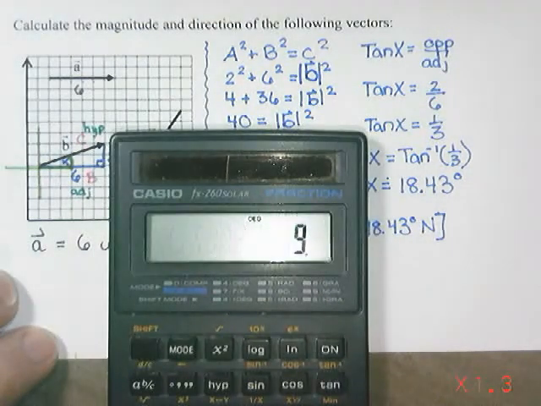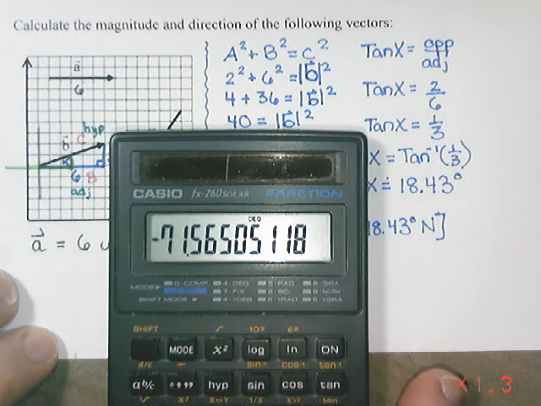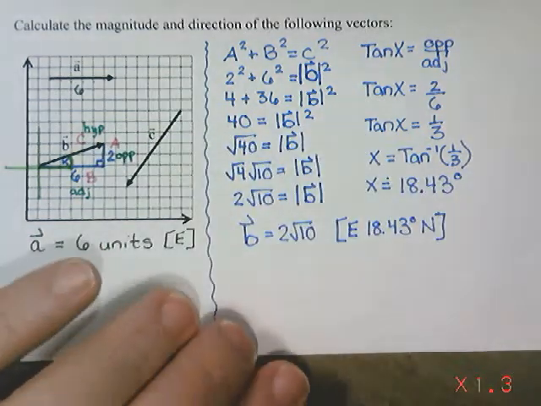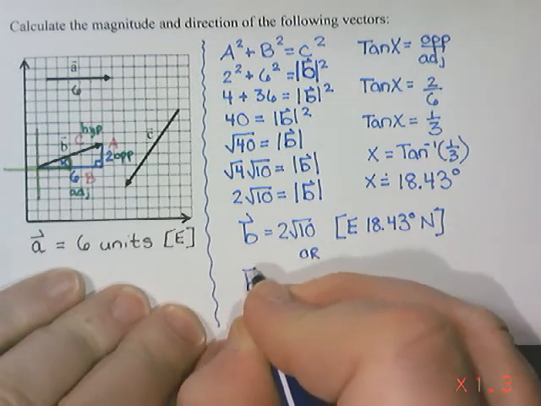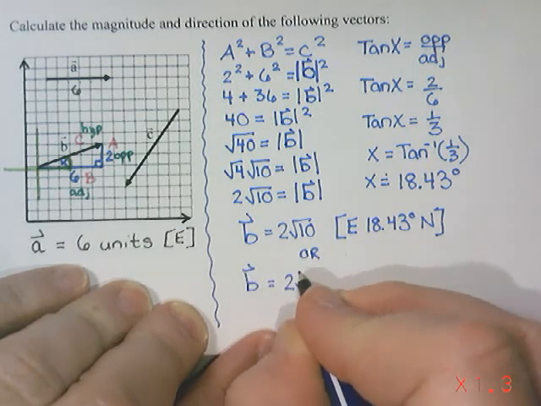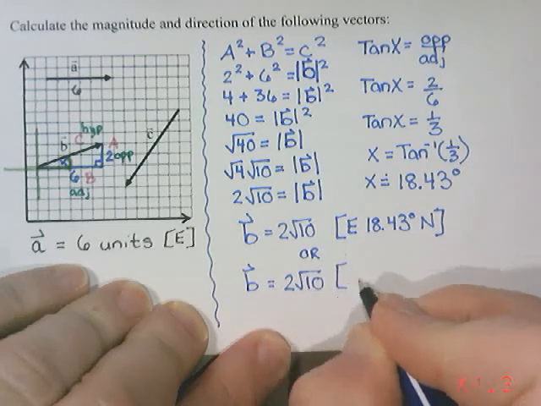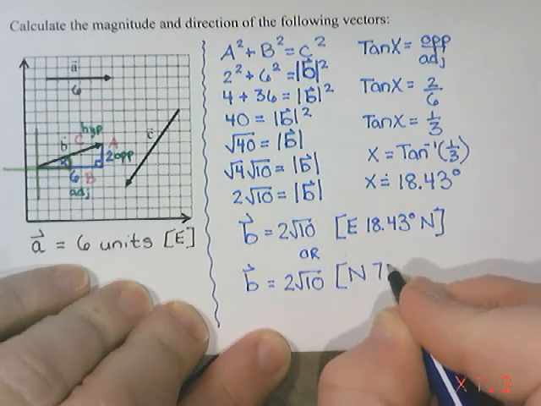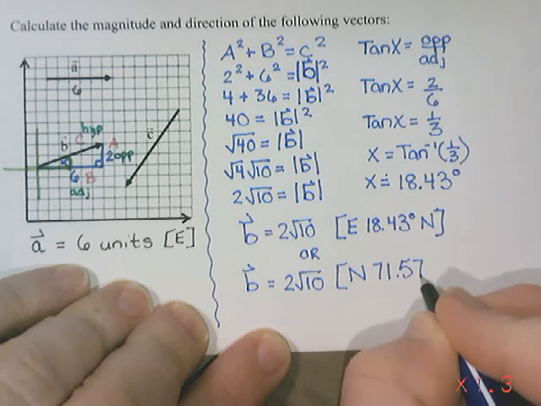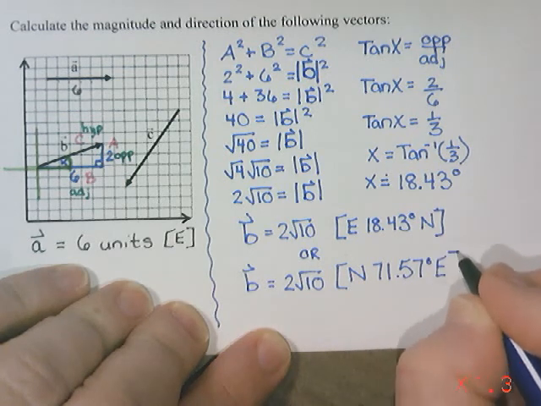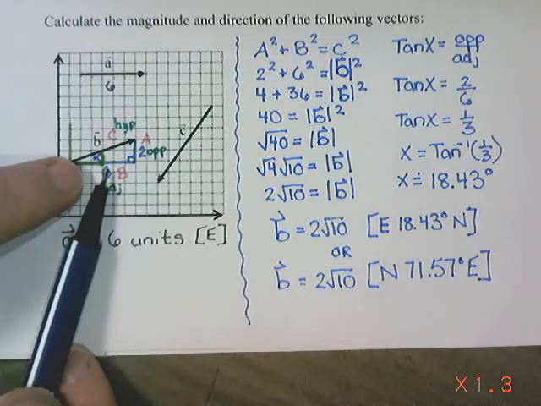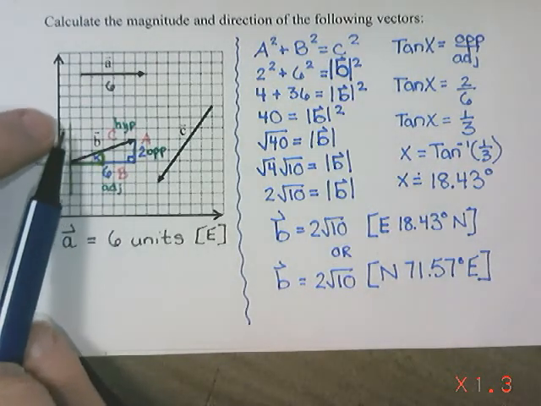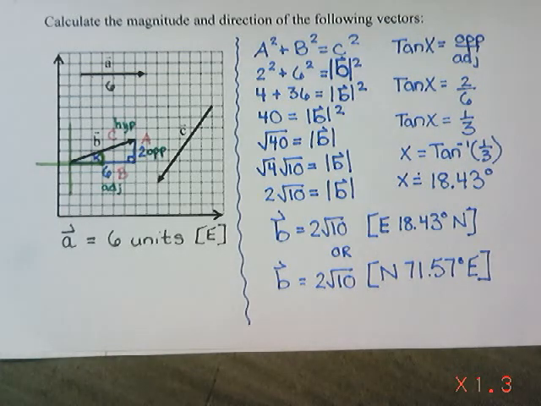If I subtract from 90, I get 71.57 degrees. So I could say B is 2 root 10 north, 71.57 degrees east. Right, so it's the same angle, it's just whether I'm measuring it from the east going up or whether I'm measuring it from the north and coming down.